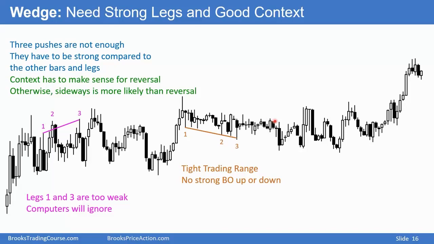Markets have inertia, and they tend to continue what they've been doing. And if it's been in a tight range for 15 or 20 bars, it's more likely to continue in a tight range than it is to get a bull breakout and a resumption of this small bull trend.